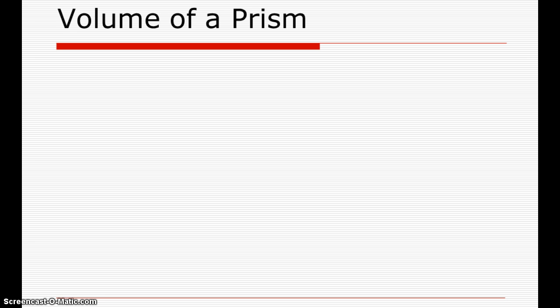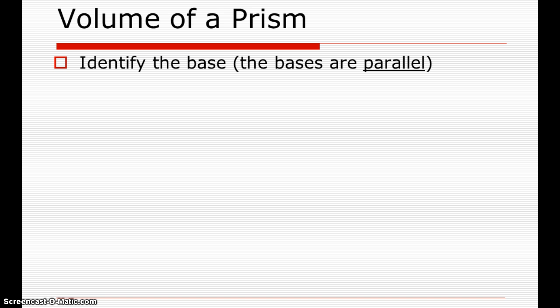So the first thing we need to do when we're doing this is to identify what kind of prism it is. Remember, those are the parallel bases, right? And so you can see in our box on the side there, we have all sorts of different kinds. We had triangular prisms, we had hexagonal prisms. The two sides that are parallel are going to be the kind of prism that you have.